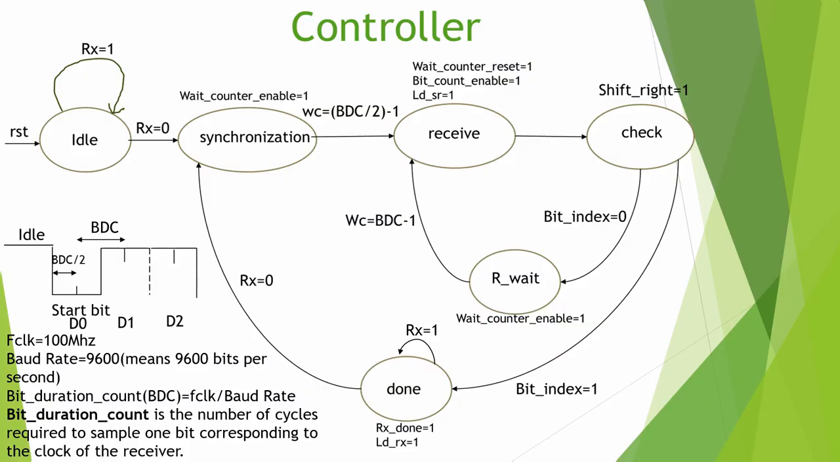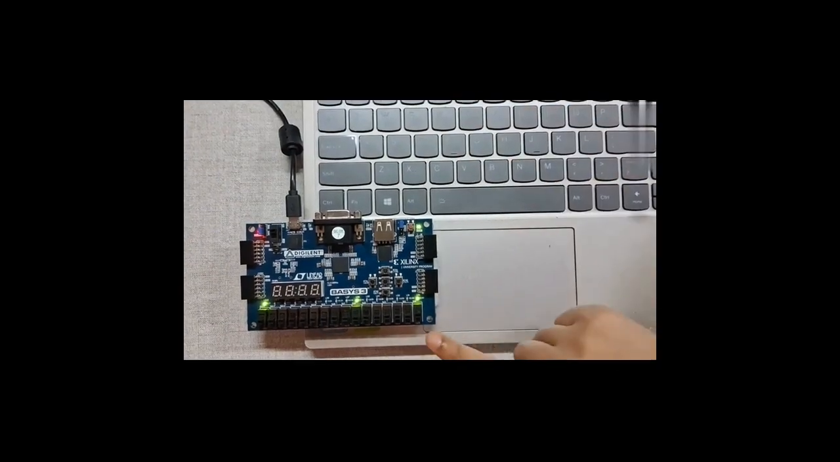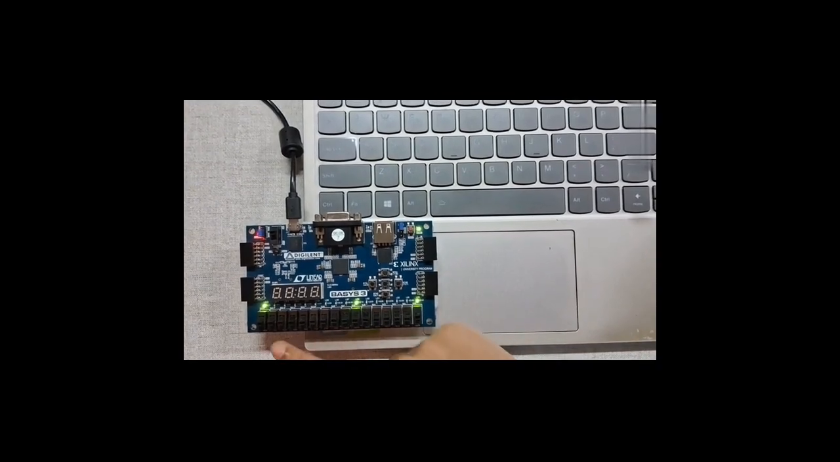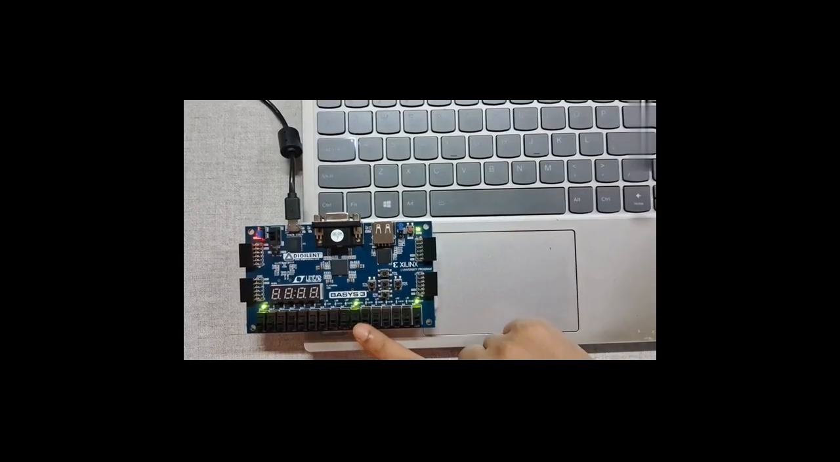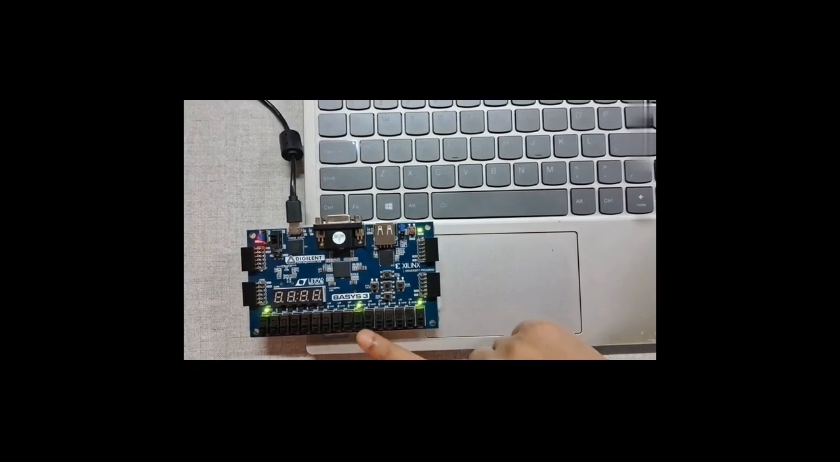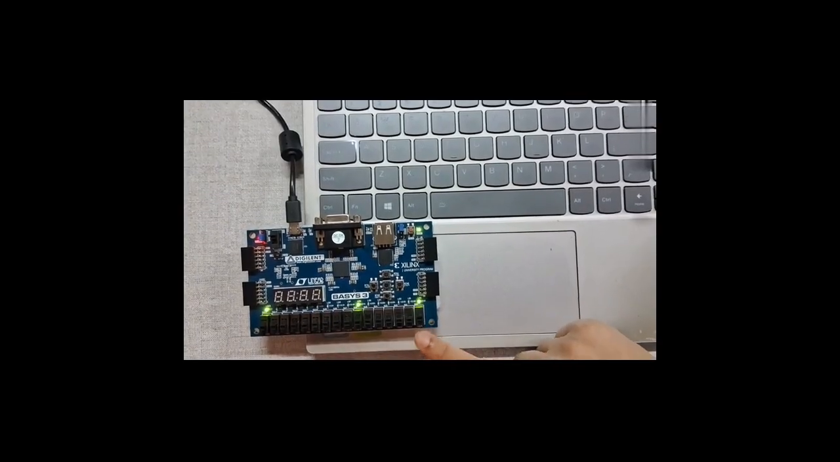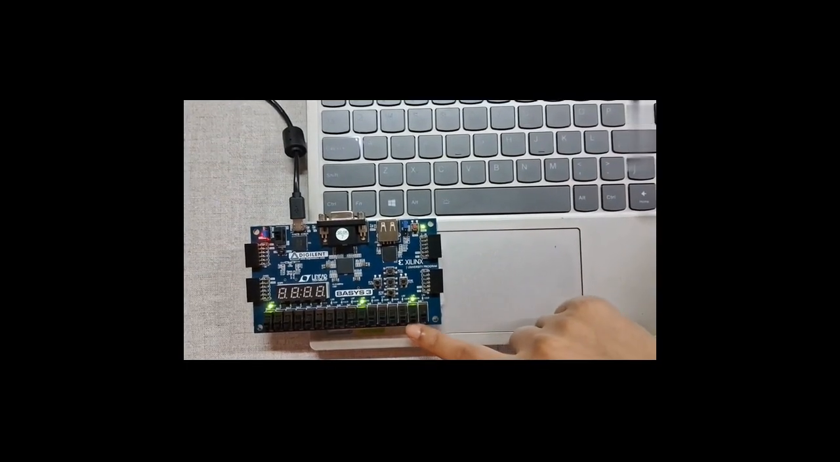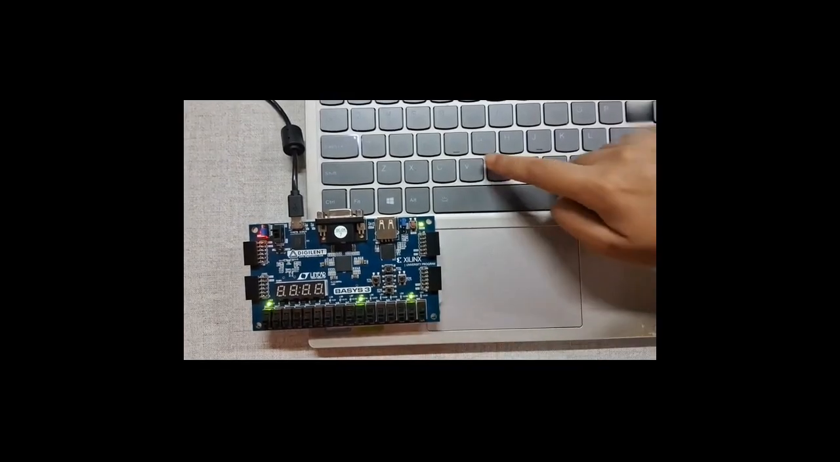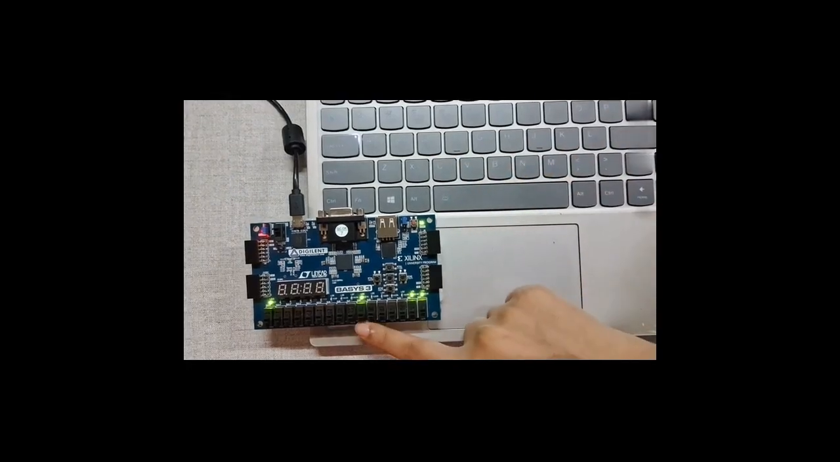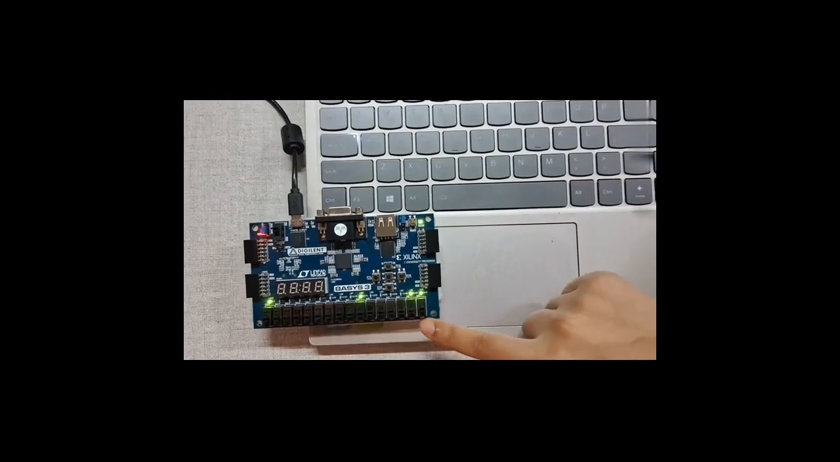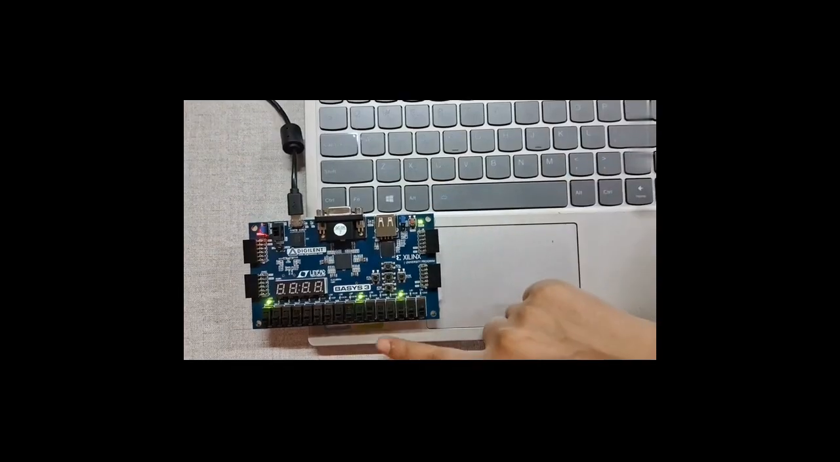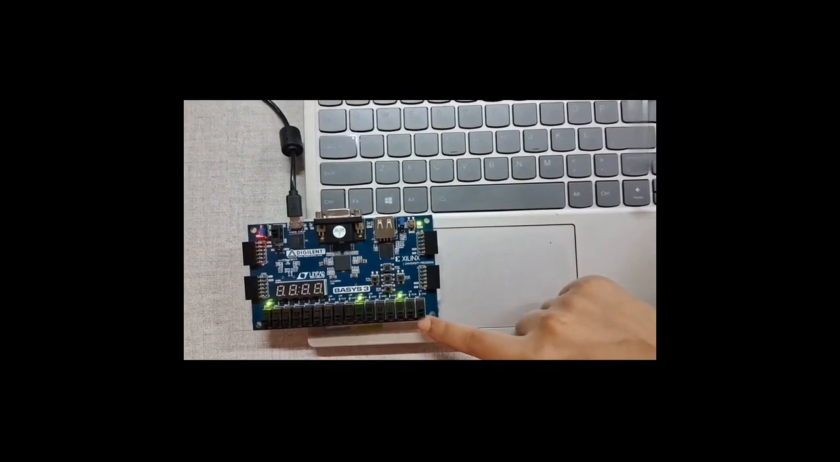Next, I am going to show the demo of the UART receiver which was implemented in our project. When I am pressing A, the data is transmitted. The Rx done is high and the data transmitted is 01000001. When I am pressing B, the data transmitted is 01000010. When I am pressing C, the data transmitted is 01000011. D, the data transmitted is 01000100.